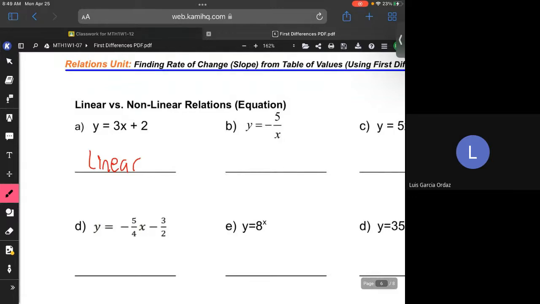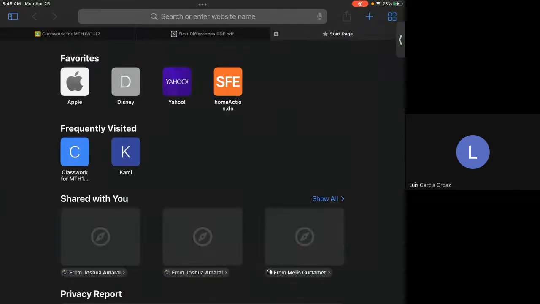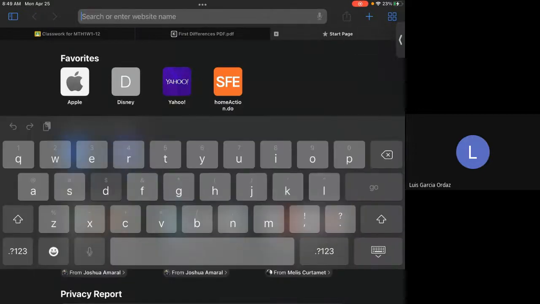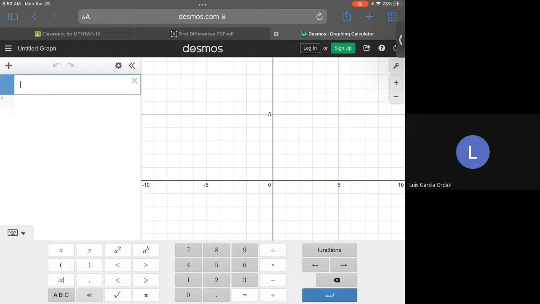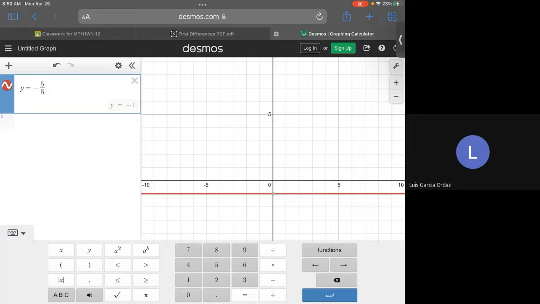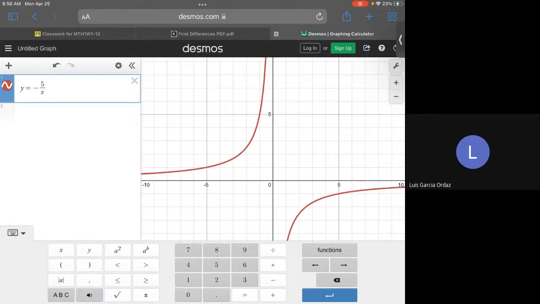Is y is equal to -5 over x linear or nonlinear? It is nonlinear. So let me take you to my good friend Desmos, and I'll show you why. I'll graph it for you right now. This one is nonlinear because my exponent's negative. So that's what this graph looks like. 5 over x. So it's nonlinear, guys.